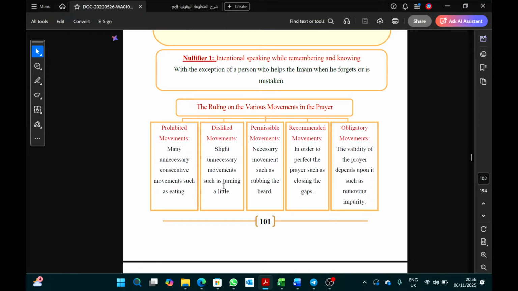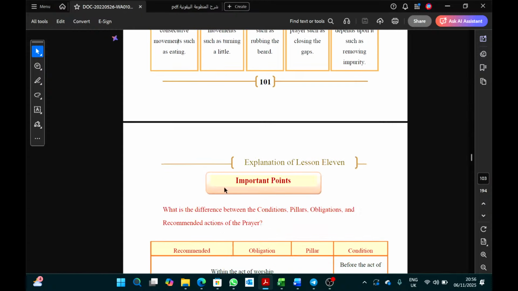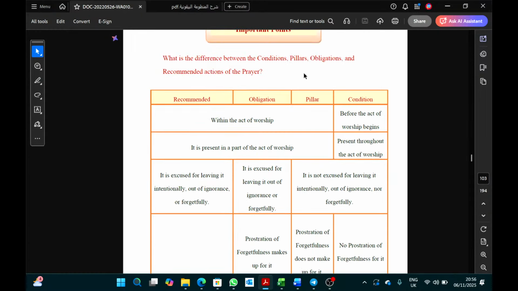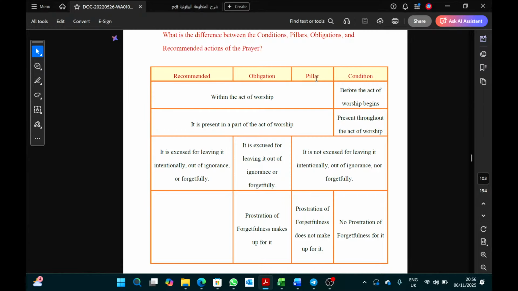Obligatory, the validity of the prayer depends on it, such as removing impurity. And you've seen, you got gloves on, or you got a watch on, you got something, and there's impurity, khalas, taking it off, that's obligatory. Like the hadith of the Prophet ﷺ, where he was wearing sandals, and there's impurity on the sandals. As soon as Jibreel alayhi salam informed him, what did he do? Sallallahu alayhi wasallam, he took off his sandals. Now, okay, these are the differences between the recommended, obligatory, pillars and conditions.